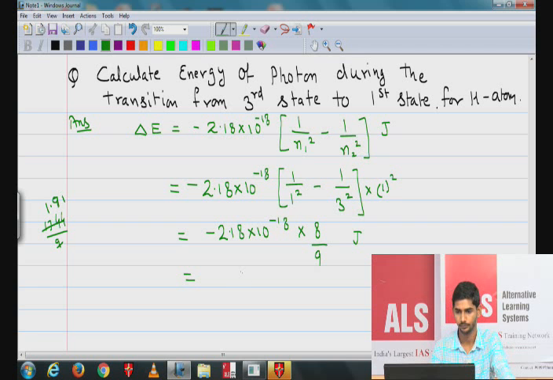Okay guys, so the answer is 1.9 into 10 to the power minus 18 joules. Cool. This is the right answer. Congratulations to Shillong and the Satna Center. They have got a quick and absolutely right answer. Other students may note down this answer and solve the next question for me.